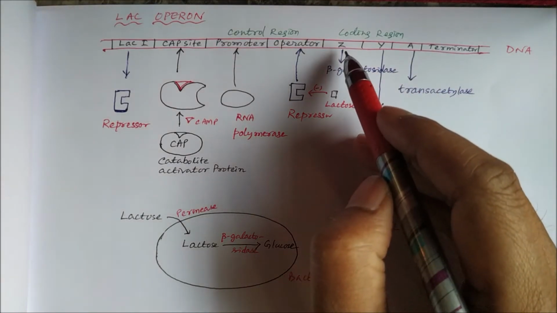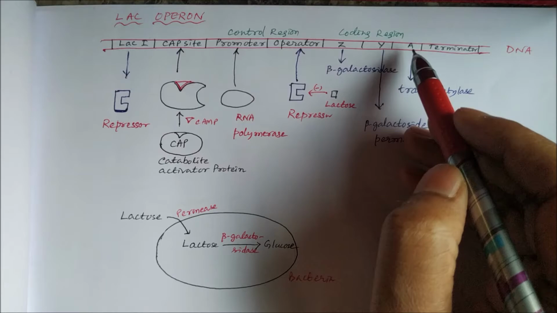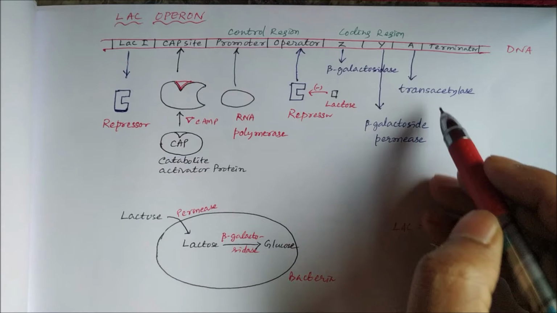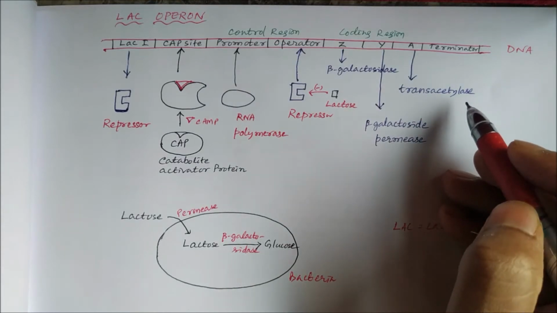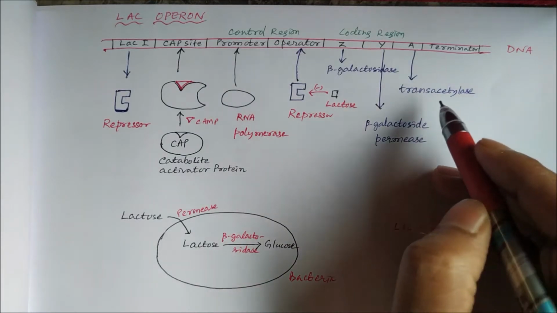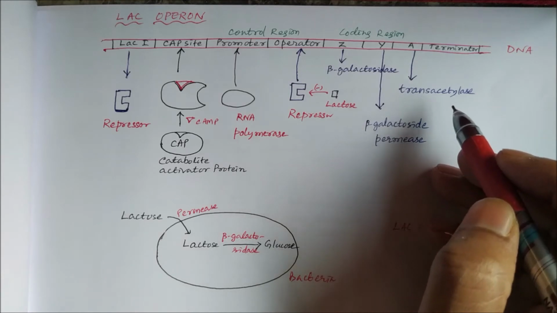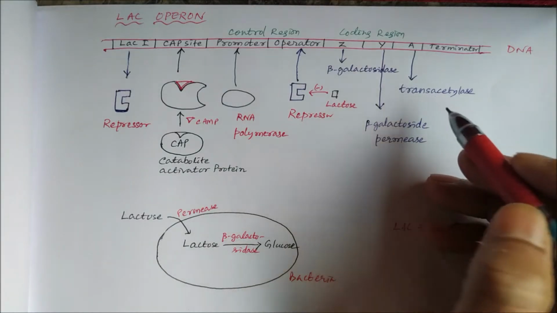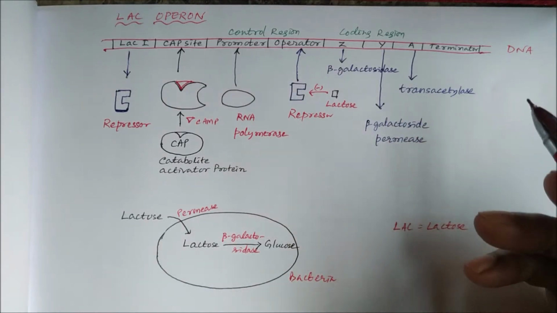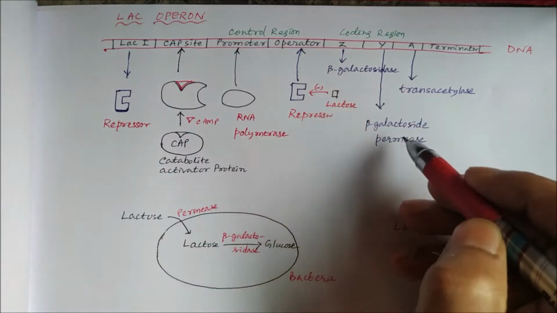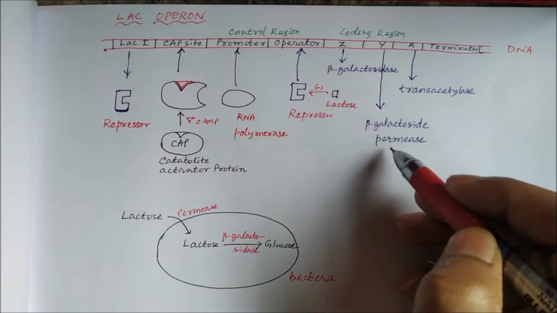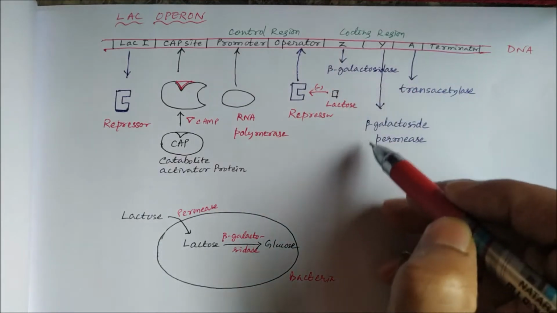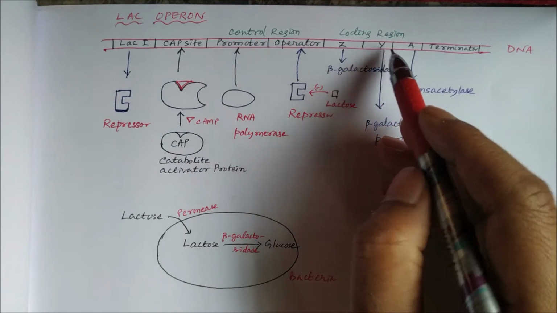Lac Z, Lac Y and Lac A are the three genes which are functionally related. Transacetylase is another enzyme which decreases your thiogalactoside level, so the bacteria gets rid of the toxic thiogalactoside because of transacetylase. For lactose, we need these two enzymes, beta galactosidase and beta galactoside permease. For beta galactosidase, the gene is Lac Z, and for beta galactoside permease, the gene is Lac Y.